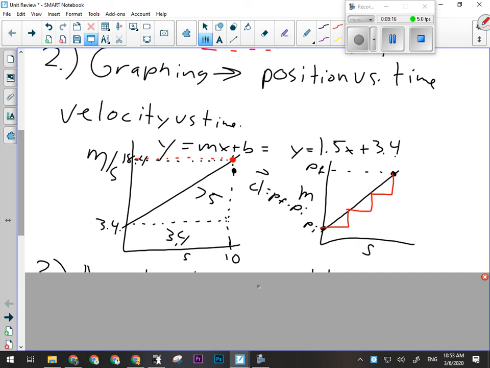1.5 meters per second. Is that something I might do on a test? Would I give you the equation and then ask you to calculate velocity? How many marks would that be out of?